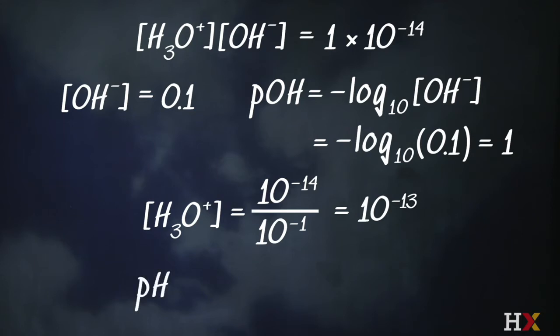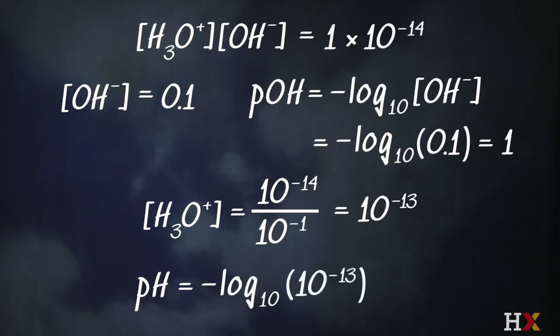I can calculate the pH from that. That's minus log to the base 10 of 10 to the minus 13, and that's equal to 13. A pH of 13, that's extremely basic. That is, we've driven the solution from a pH of 7 all the way up to a pH of 13. That's 6 orders of magnitude change.